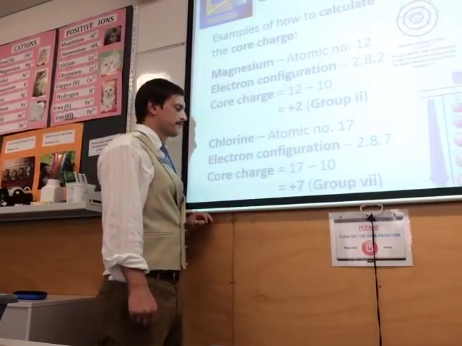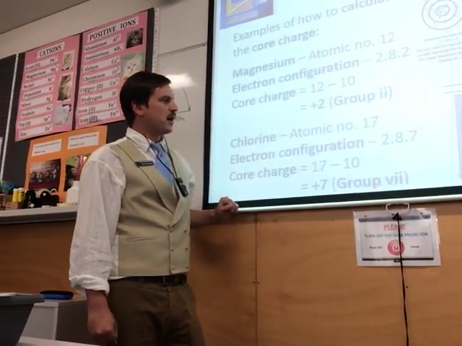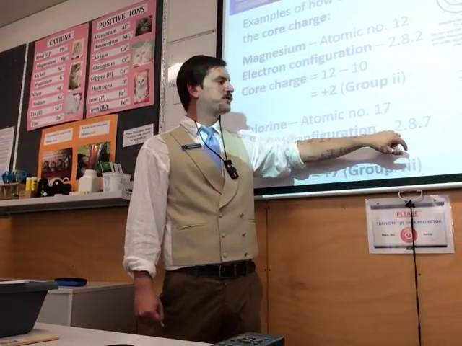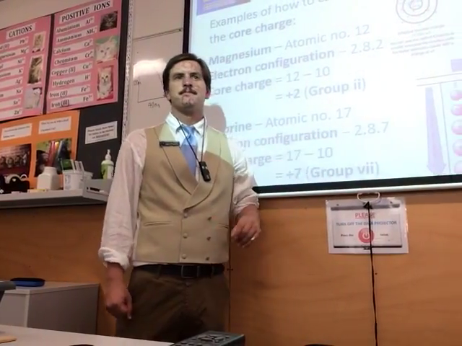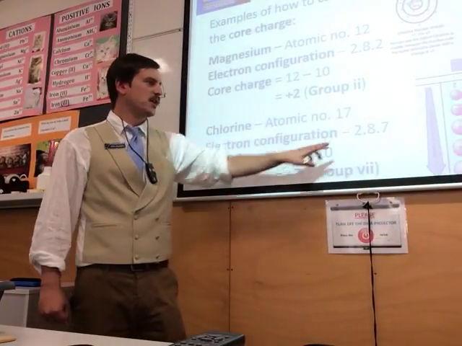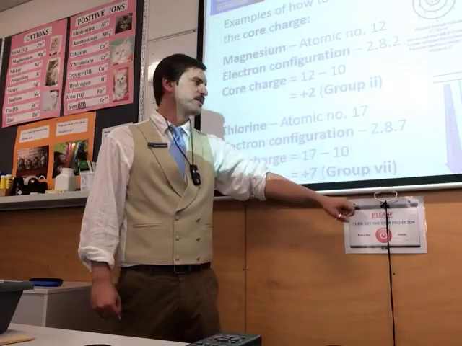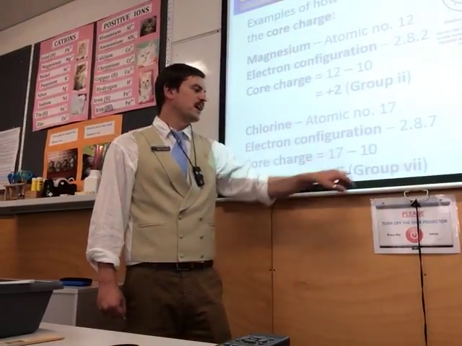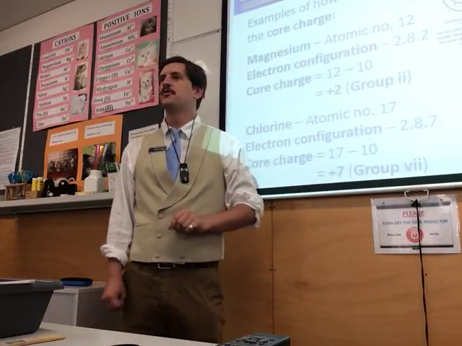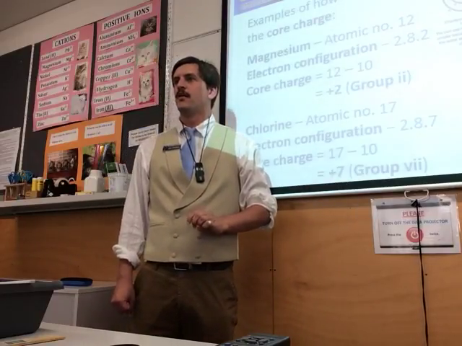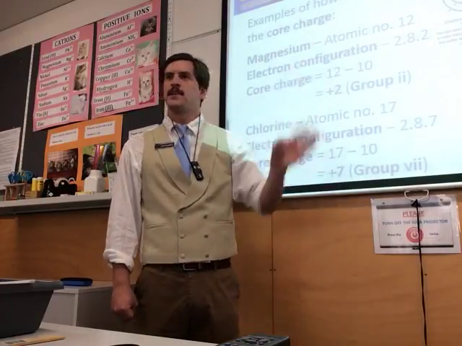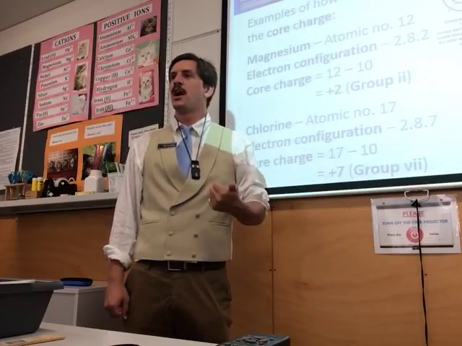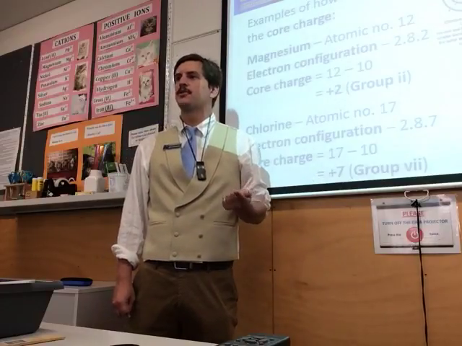With chlorine, you've got an electron configuration of 2, 8, 7. Those inner shells add up to 10. The outer shell has 7 in it. And looky here, 17 take 10 is plus 7. It's in group 7. So the actual groups they're in is determined by the core charge. It's also determined by the electrons they can take.